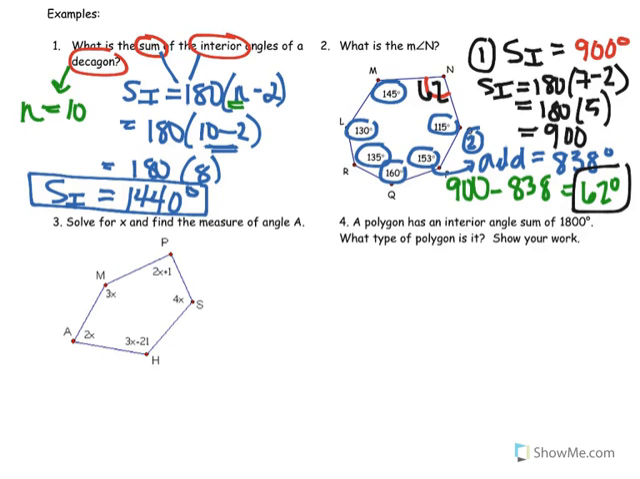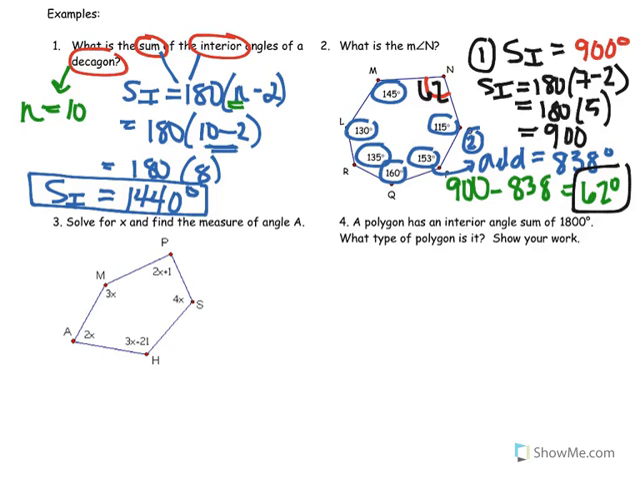And just to double check, why don't you take all of the angles in this heptagon and add them together? 62 plus 145 plus 130 plus 135 plus 160 plus 153 plus 115, and that equals 900, so I know that I am correct. All right?